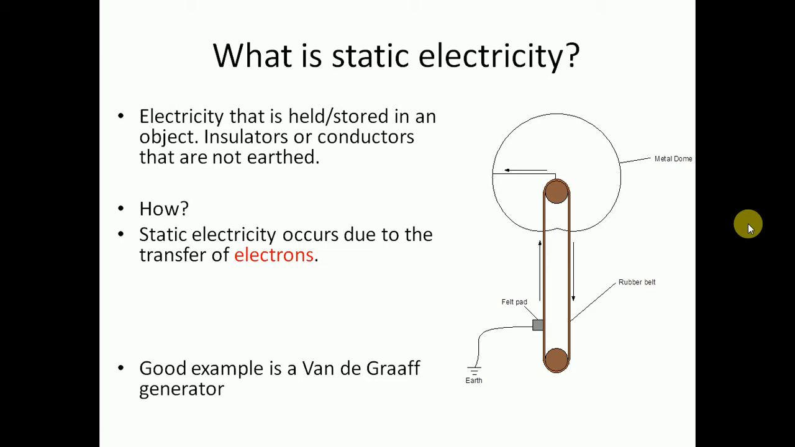So how does a Van de Graaff generator work? Well, it works by having an insulator, or should I say two insulators, down here. The two insulators are a felt pad and a rubber belt, which runs around through this belt system. When the Van de Graaff generator is turned on, the belt moves around like this, and as it moves around there is friction between the felt pad and the rubber belt. This causes the transfer of electrons, which therefore causes the belt to become electrically charged or statically charged.